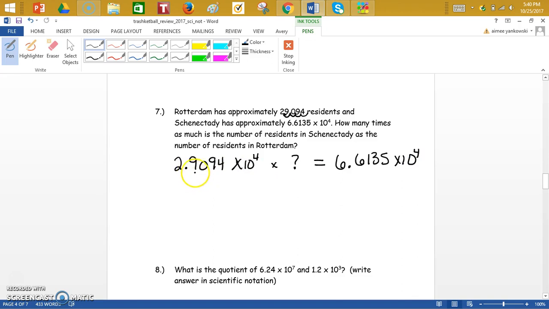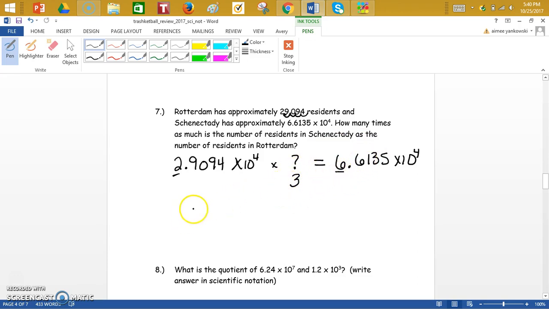Well, I would say how many times? Well, first of all, they're both 10 to the 4th. So I would say 2 times what gets me to 6? I'd say it's about 3 times as great. So we're just looking for what number here. How many times as much is the number of residents in Schenectady as in Rotterdam? Seems as though there's 3 times as many people living in Schenectady as in Rotterdam, because 2.9 is about 3, and 6.6, I'm going to round that to 6. For right now, I don't need to get the exact value.